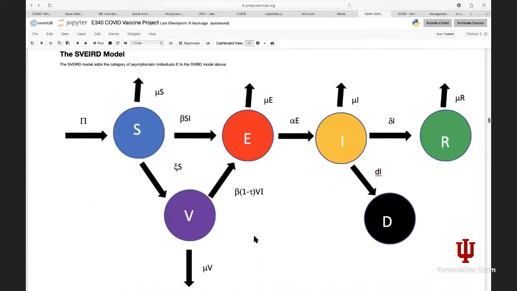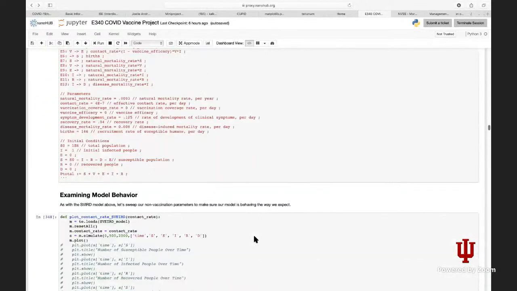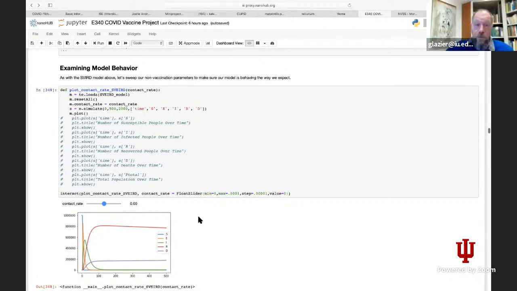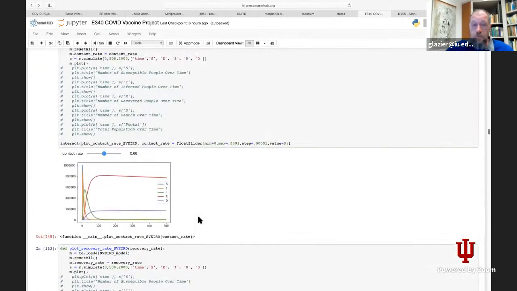Now we're going to the SVEIRD model. Here it is. And as before, we're looking at the model behavior. I don't know if y'all wanted me to go through this again. You don't have to go through every example, just the ones you think are most important.